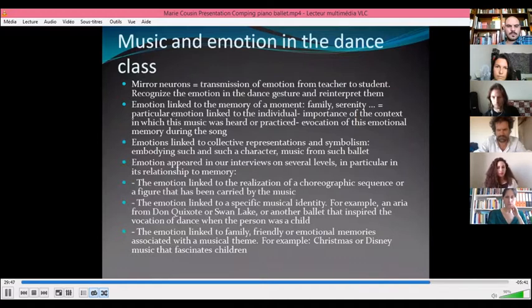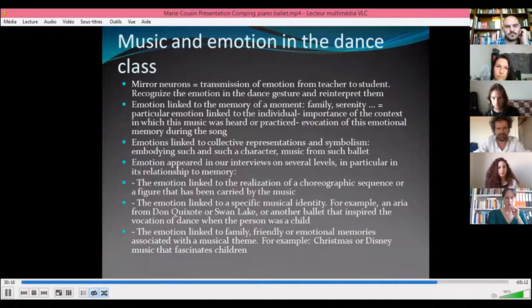The emotion is linked sometimes with a memory of a moment, family, serenity, and this particular emotion is linked to the individual experience. We note the importance of the context in which this music was heard and practiced, the evocation of this emotional memory during the song, emotions linked to collective representation and symbolism, embodied such characters, music from such ballets. Emotions appeared in our interviews on several levels, in particular in the relationship to memory.